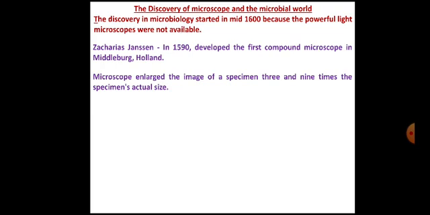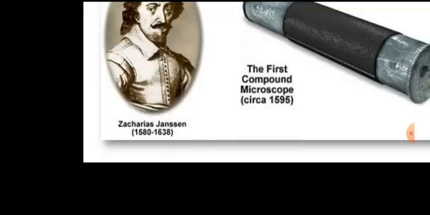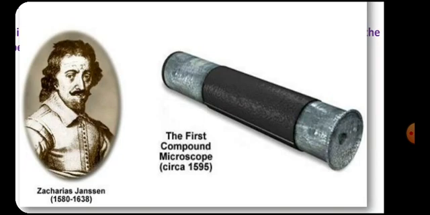So he developed this first compound microscope. It was a combination of lenses. The microscope enlarged the image of a specimen 3 to 9 times the original size of the object. This is the picture of the inventor, Zacharias Janssen, and his microscope, having a body tube, an inner body tube, and an outermost tube. They slid on each other to position the lenses.